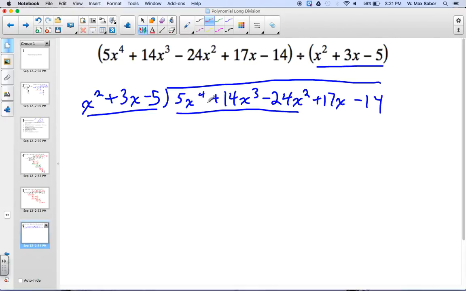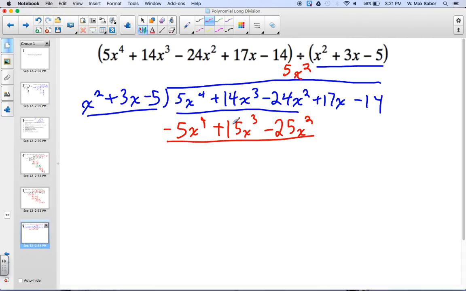It should also line up with the last of these terms. 5x squared times this x squared should become a 5x to the fourth. 5x squared times this is 15x cubed, and 5x squared times that is negative 25x squared. Make this subtraction, so switch all the signs. That becomes 0, that becomes negative x cubed, and this becomes positive x squared.